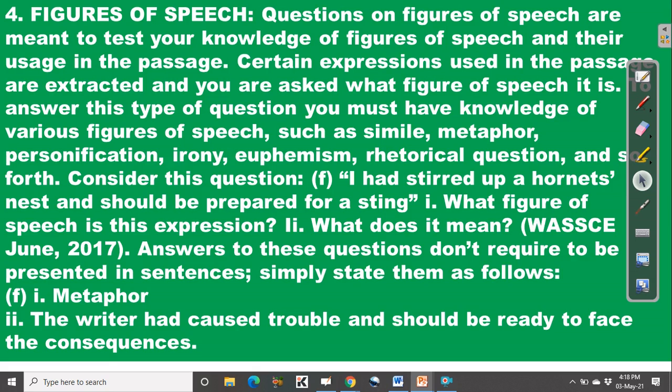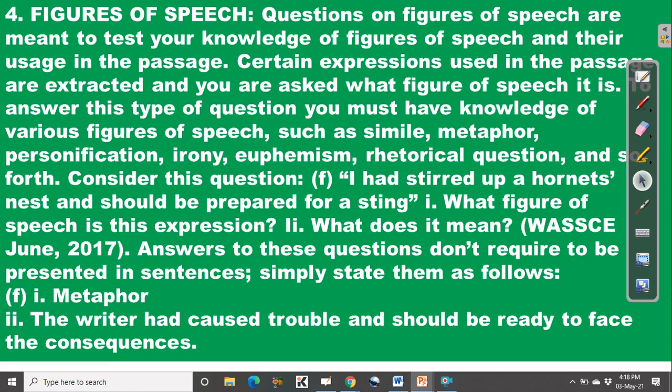Then question I: what figure of speech is this expression? What does it mean? These questions are taken from the West African Senior School Certificate Examination of June 2017. Answers to these questions don't need to be presented in sentences. You simply state them as follows.